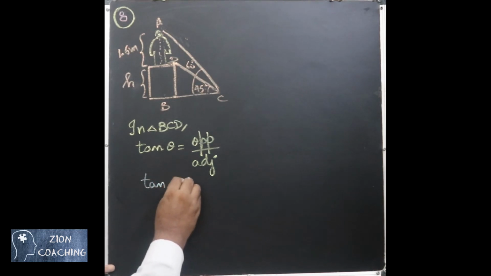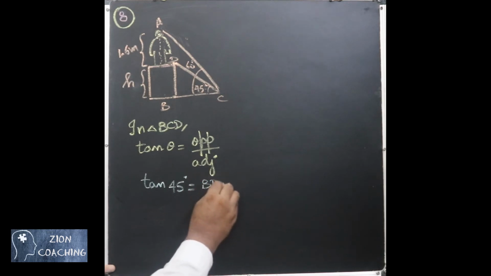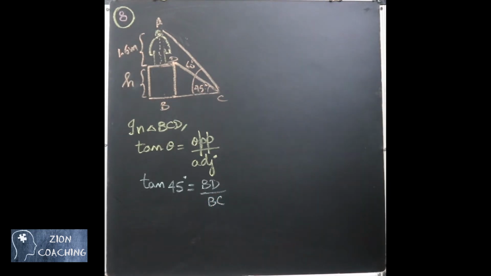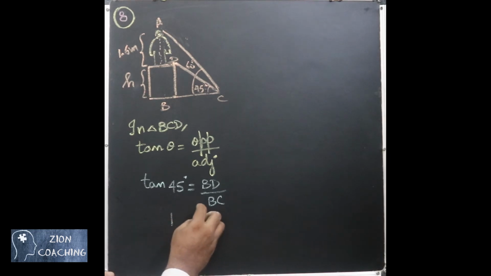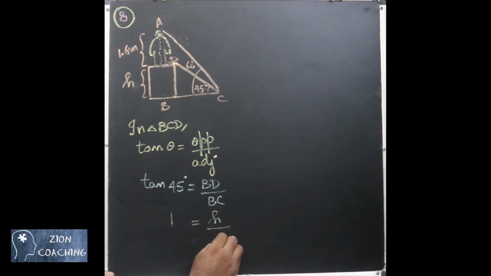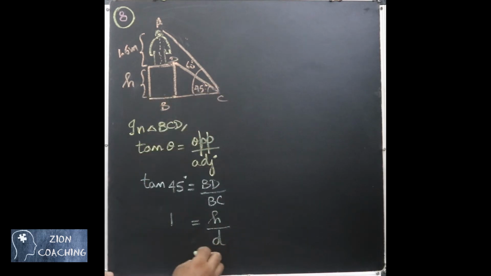tan 45 degree is equal to opposite side, that is BD, by adjacent side, that is BC. You know that tan 45 degree is equal to 1. So we will have 1 equal to BD, that is nothing but H, by BC, which is nothing but the distance between the observer and the pedestal. Now when you take this D to that side, 1 into D is D, so you have D is equal to H. Let us keep this relationship as such.